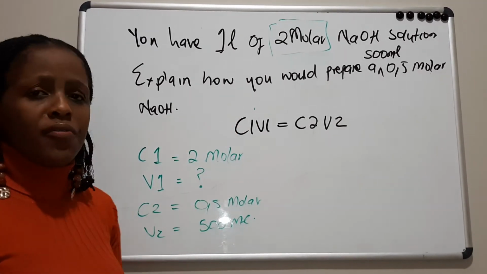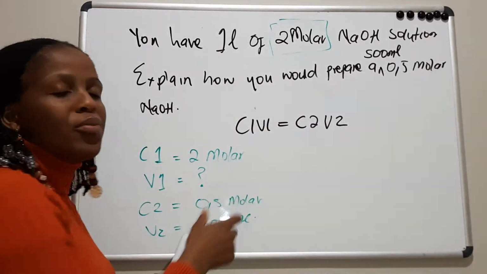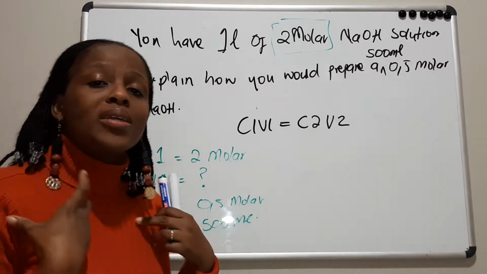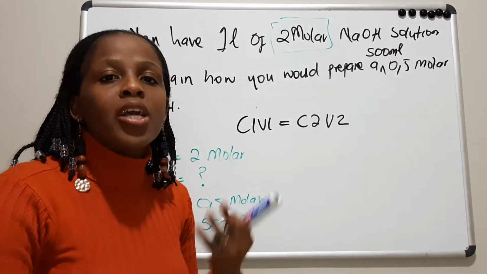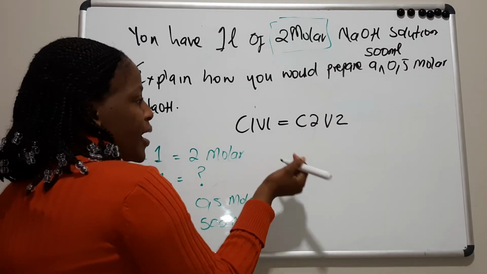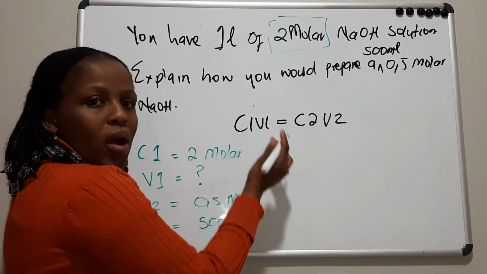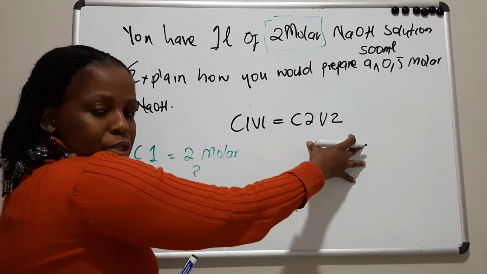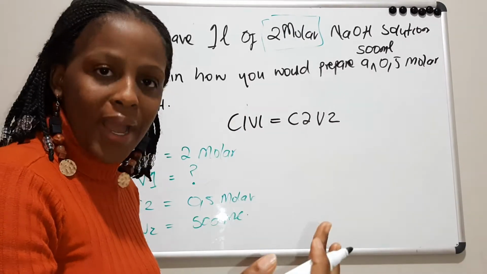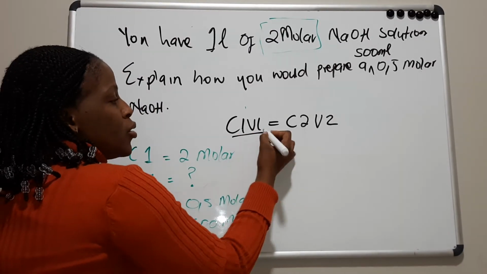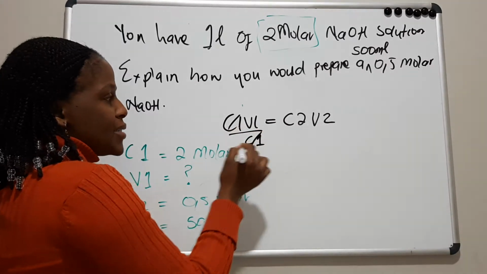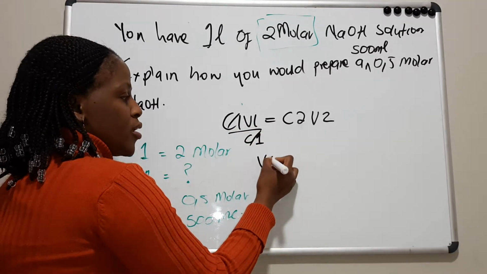So we go back to our formula. We can rearrange our formula to make sure that on the left-hand side of the equal sign, we only have V1, so that it will be easier for us to calculate. So how do you do that? We need to remove this C1 from the left-hand side, so that on the left we are only left with V1. So how are you going to do that? We're going to divide by C1, so that C1 can cancel C1 and you'll be left with V1.